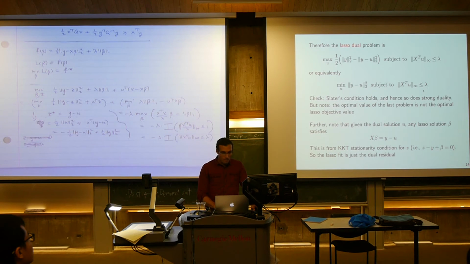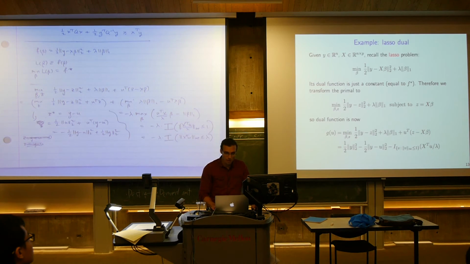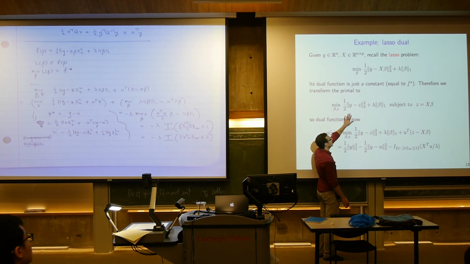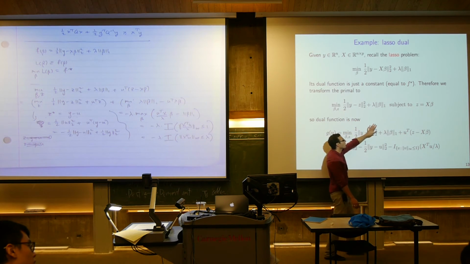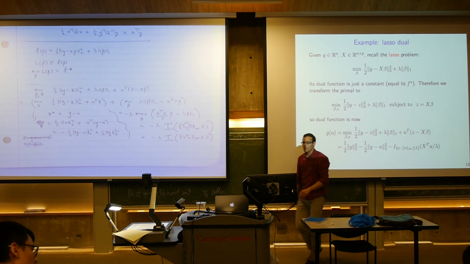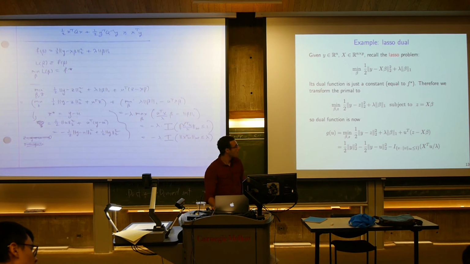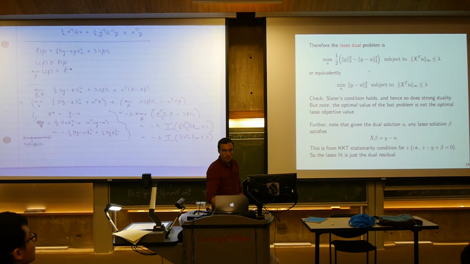So Slater's condition holds, right? Because we have to apply Slater's condition to this problem. This was the one whose dual we took. So this is convex, and it's strictly feasible. There are no inequalities, so Slater's condition holds, which means that the optimal value of this problem is the same as the optimal value of this top problem, and we have strong duality. It's not equal to the optimal value of this problem, though. Okay, so that's an important thing to remember.